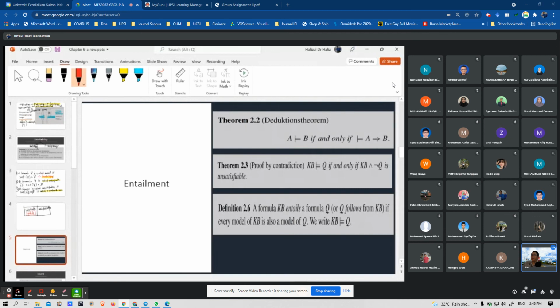Okay, this one is the deduction theorem. We have a knowledge base proved by the entailment. This one, entailment, is a subset of satisfiable.